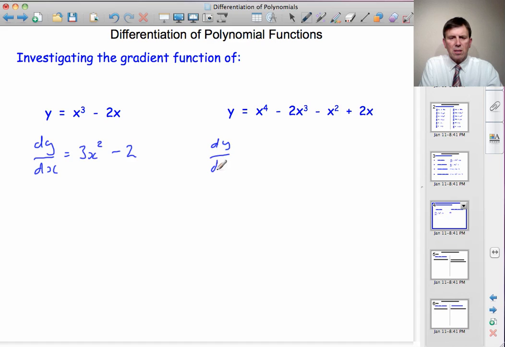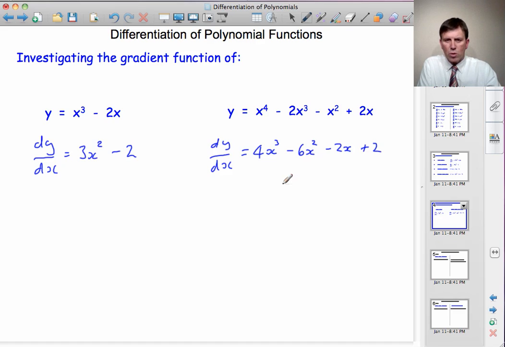dy by dx is equal to, differentiate x to the 4, we get 4x cubed. Differentiate minus 2x cubed, we get minus 6x squared. Differentiate minus x squared, we get minus 2x. And finally differentiate plus 2x, we get plus 2. So what do we see? We see that when we differentiate a cubic, we end up with a quadratic. So the gradient function of a cubic is a quadratic function. If we differentiate a quartic, we end up with a cubic. So the gradient function of a quartic is a cubic function.